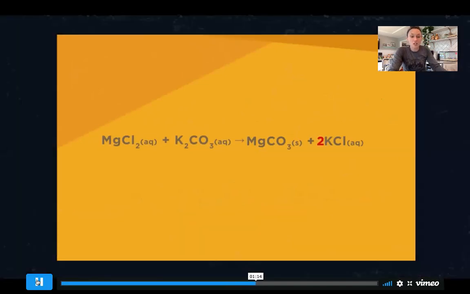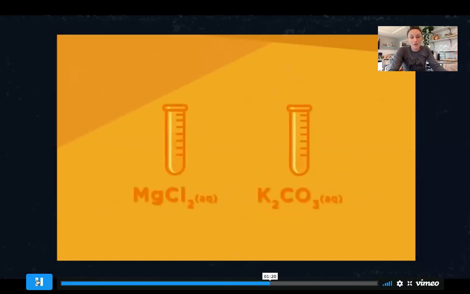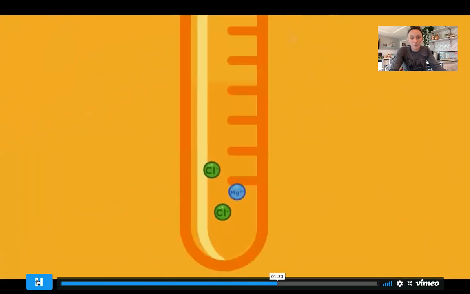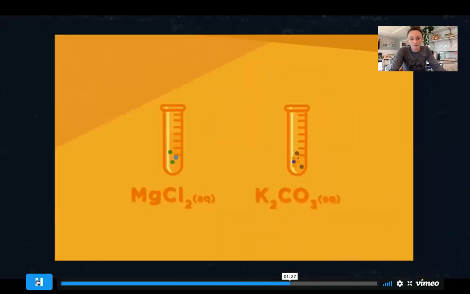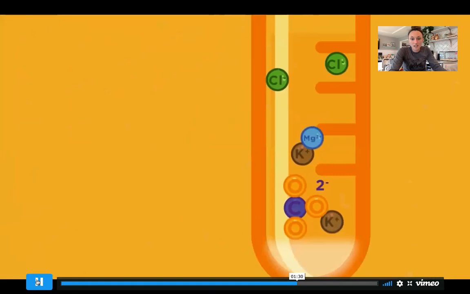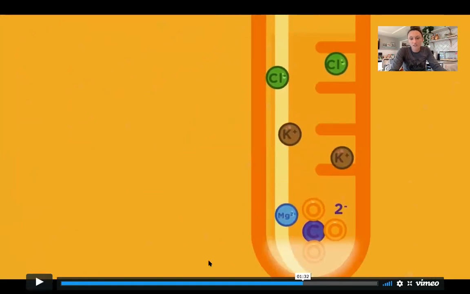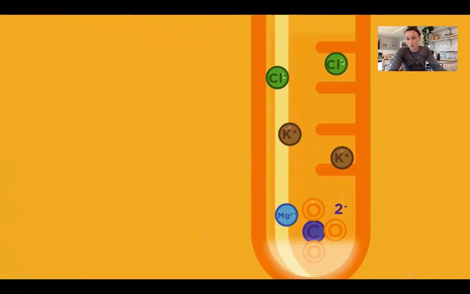Now in this reaction, it's going to look different. So we've got magnesium chloride and potassium carbonate. You can see magnesium chloride ionizing into magnesium and 2 chlorides, and then the potassium carbonate ionizes into 2 potassium ions and 1 carbonate. And when you put them together, whoop, look at that. So this magnesium ion found this carbonate, and magnesium carbonate is insoluble. It forms a precipitate. It doesn't stay dissolved into solution.